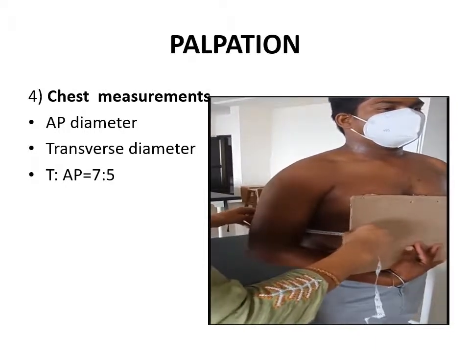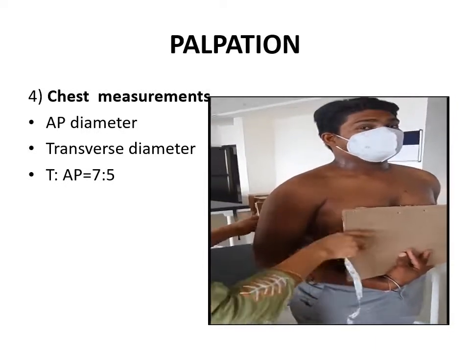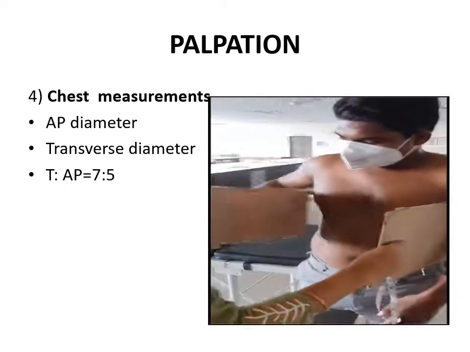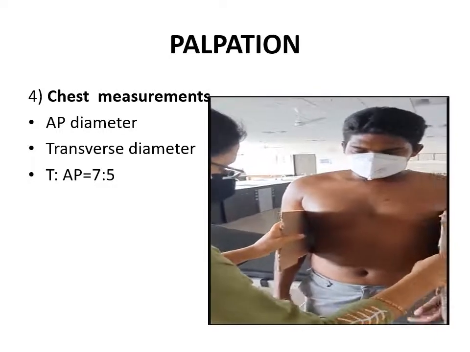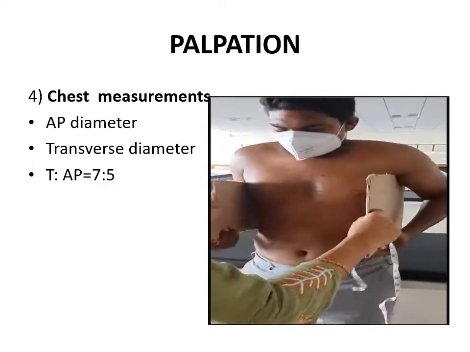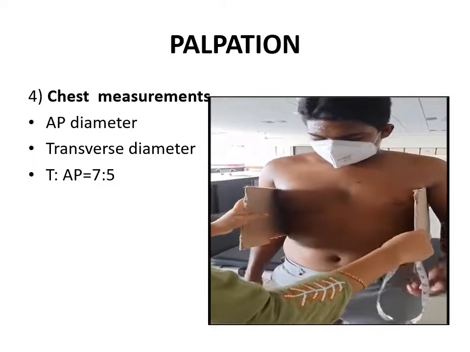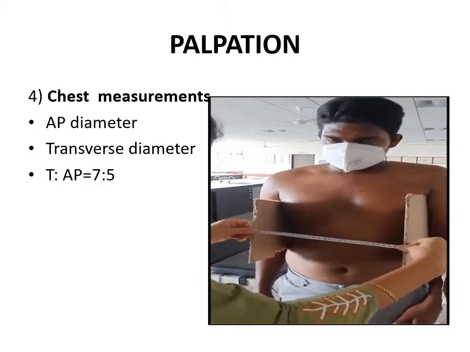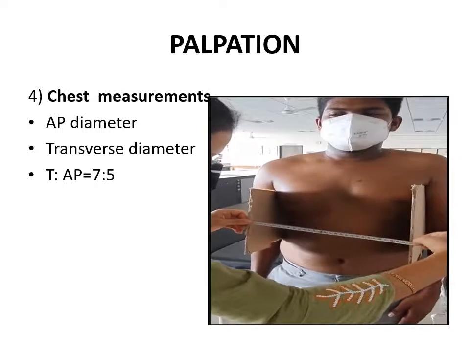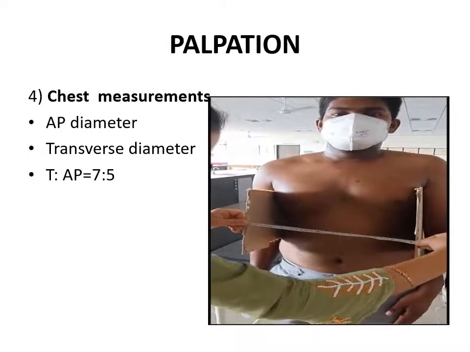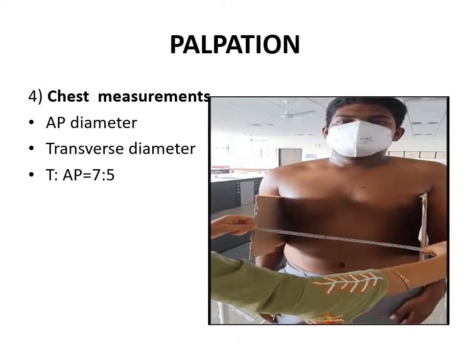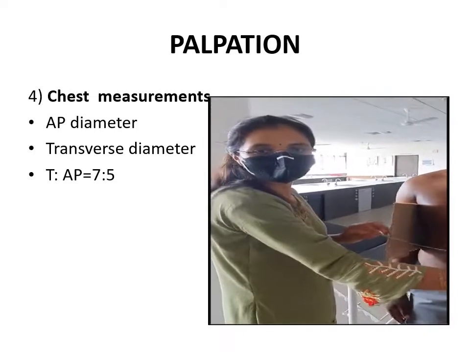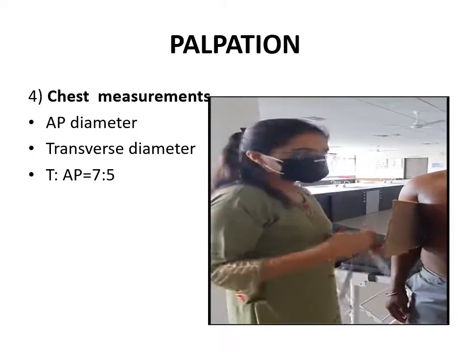Okay. Now we will check for transverse diameter. We will keep the boards between these two sides, and then we check the distance between these two, which has come to 33. So transverse diameter has come more than AP diameter. Okay.